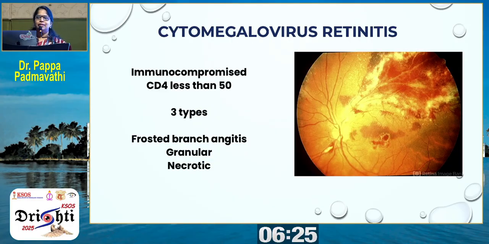Next is cytomegalovirus. It is usually seen in HIV patients if the CD4 count is less than 50. Nowadays the incidence is low because of effective antiretroviral therapies. There are mainly 3 types: frosted branch angiitis, that is phlebitis, granular type, and necrotic. Necrotic is said to have a more aggressive course and can produce retinal necrosis and detachments. Granular is the least aggressive form.